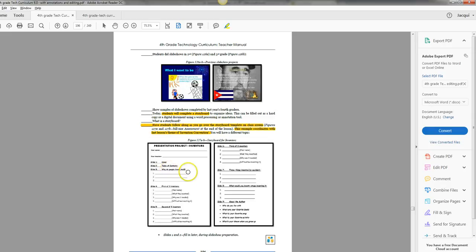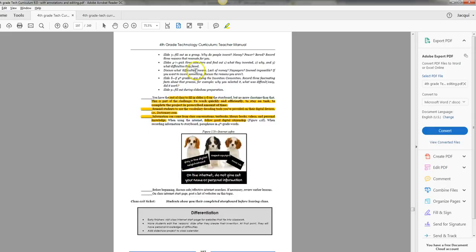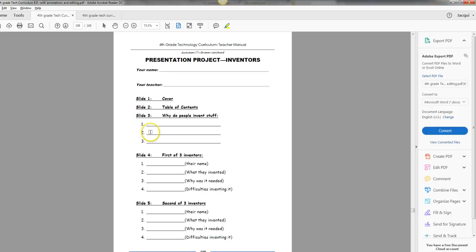So slide 3, why do people invent stuff? Ask that as a class, fill that out as a group, and just have them use their annotation tool and type in 3 reasons that the class came up with. Now, you are allowed to challenge those reasons and discuss it so they come up with 3 valid reasons why people invent.